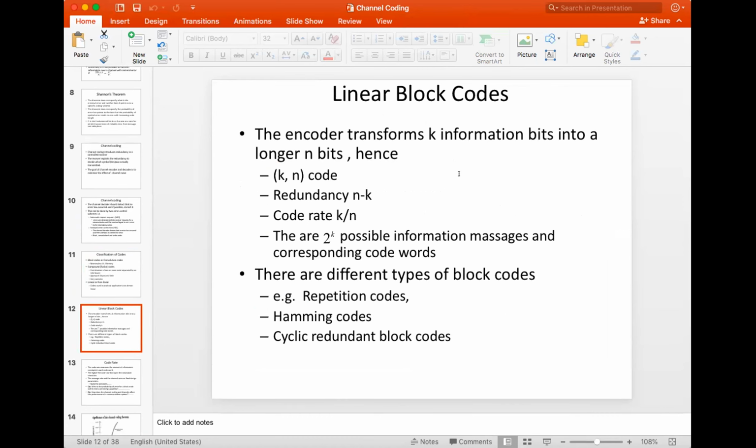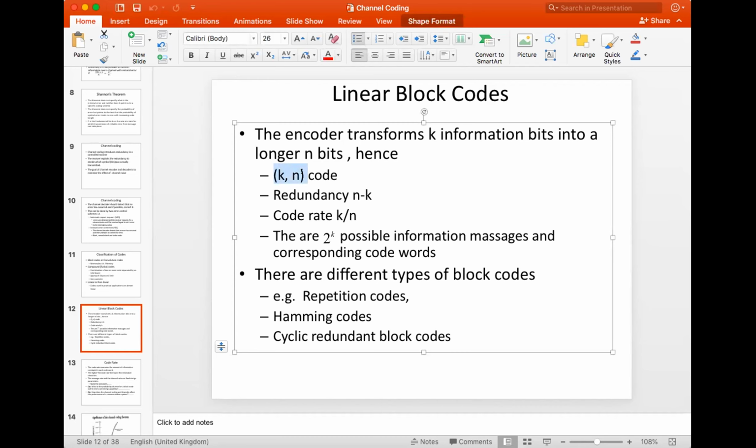Whenever we have a code, whether it is a block code or a convolution code, the first thing we talk of is the code rate. The encoder transforms k information bits into a longer n bits. Hence, we write it as a code of k upon n, where k is the number of information bits that enter your encoder, and n is the number of bits coming out of your encoder.